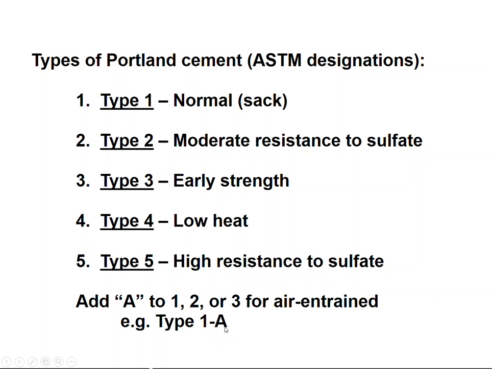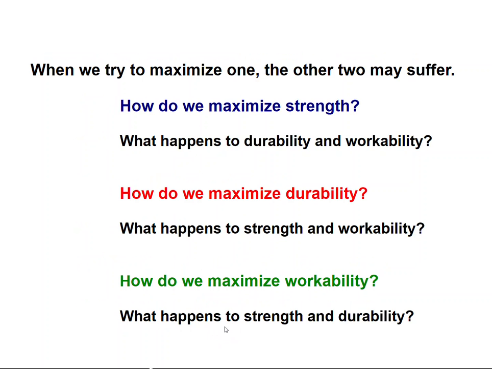So we think back to that triangle, strength, durability, workability, when you want to maximize one, the other two are going to suffer. And what I'd like you to think about this week as you go through the readings is what happens to those other two when you maximize one, right? If we're going to maximize strength with our ingredients, what's going to happen to the durability and the workability? What if we want to maximize our durability, because we're going to be exposed to a lot of severe environmental conditions, a lot of freeze thaw, a lot of cold weather? What's going to happen to the strength and the workability?